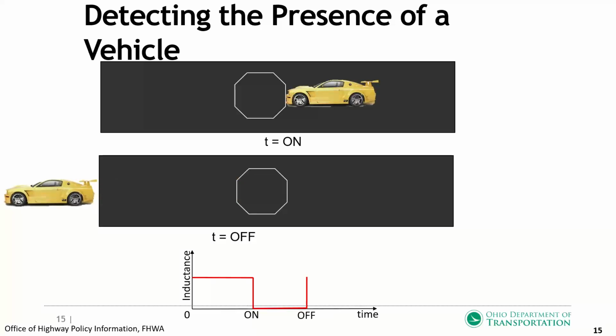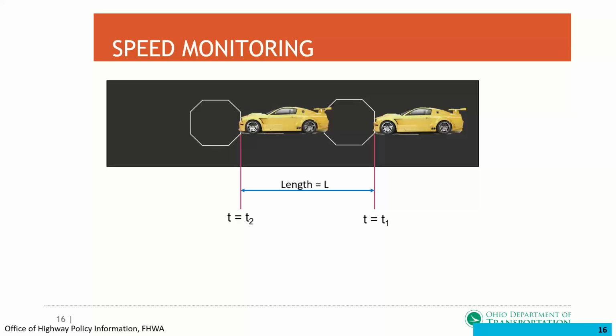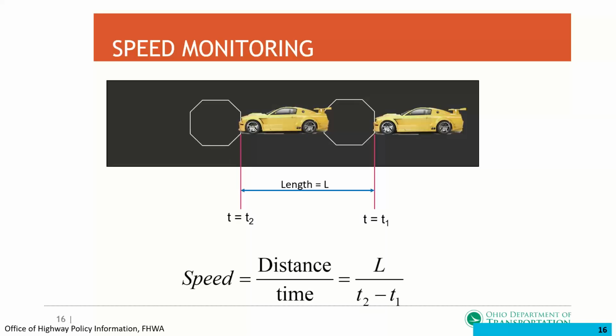So what does that tell us? The car comes on, he's on there, and he leaves. And we know how long it took him to go. So he arrives, that's time 1. We know when he hits the next line. We also know how far apart those loops actually are. So that's how we know the speed of this vehicle.